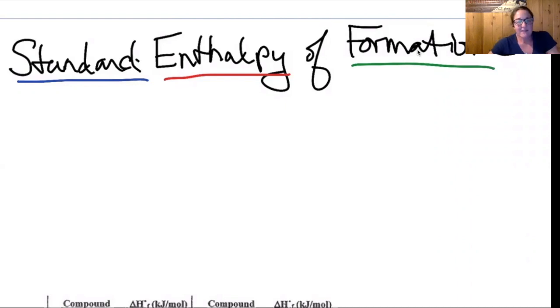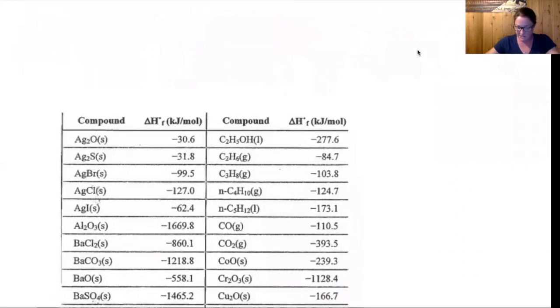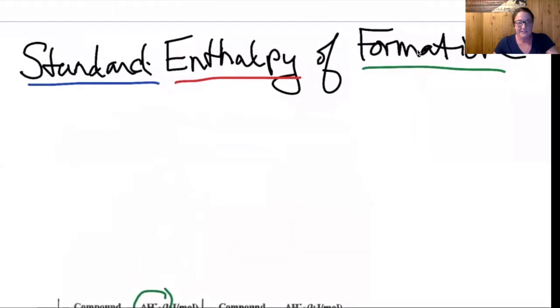One of the tables I gave you in your binder, which is behind your periodic tables, is called the standard enthalpy of formation table. And if you look at it, it's got a bunch of values like this, where the symbol for standard enthalpy of formation is right there. Let's talk about what this means.